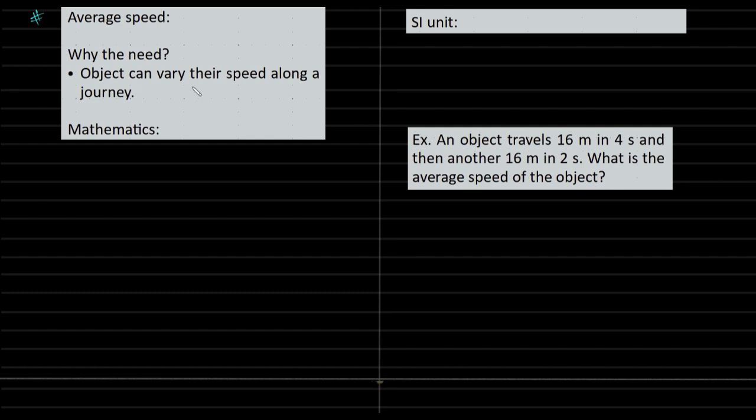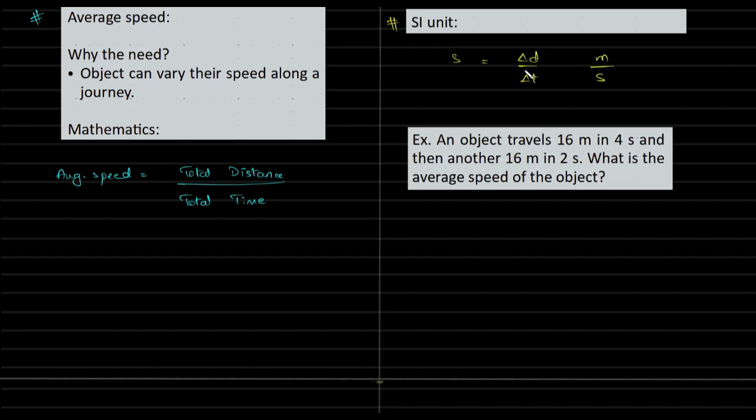Average speed is nothing but, well, let me explain it to you. Average speed mathematically is nothing but total distance divided by total time. That's your average speed. The SI unit of an average speed is change in distance by change in time, that is meter per second.